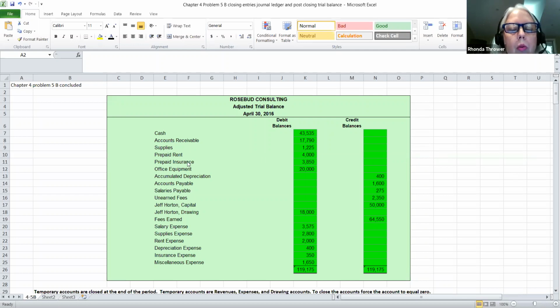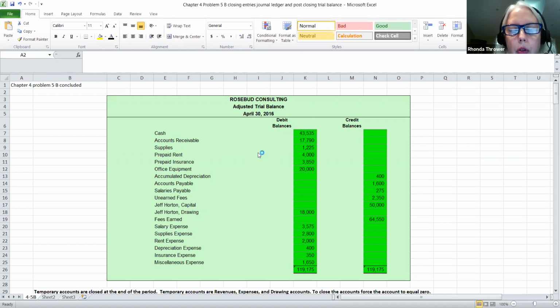What I'm showing you here on the screen is the adjusted trial balance that you would have completed in the last step of this problem. The adjusted trial balance comes after you have posted your adjusting entries to the journal. You'll prepare this adjusted trial balance, and then you would prepare your financial statements. We did that in a previous video.